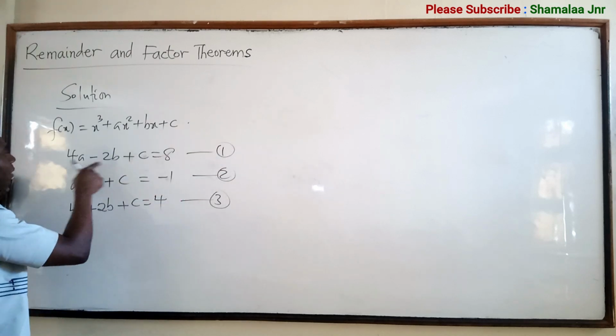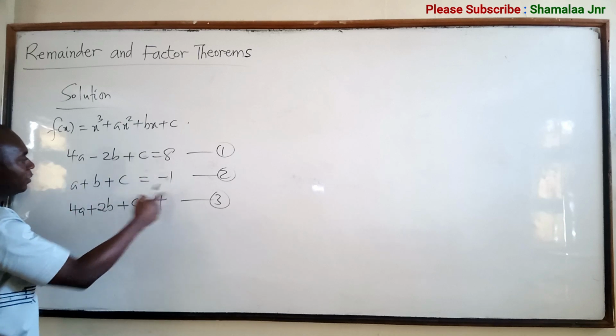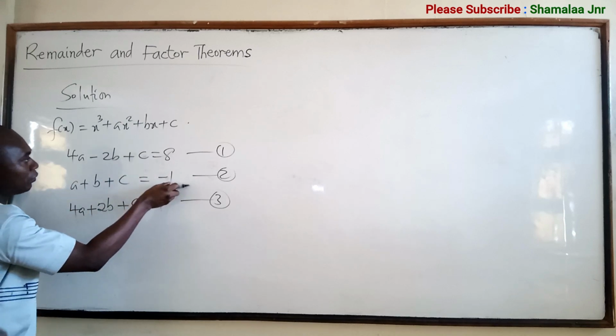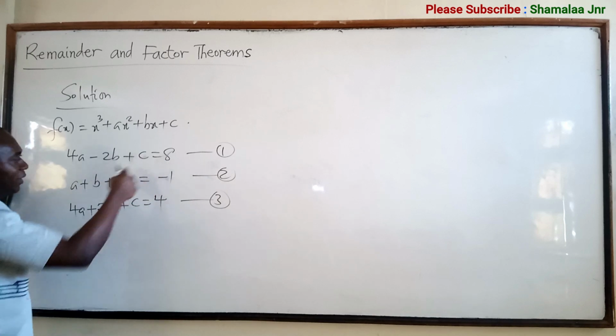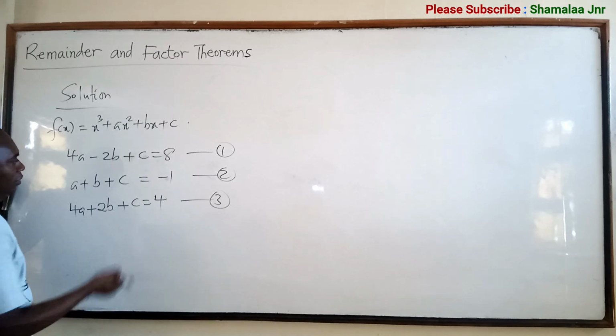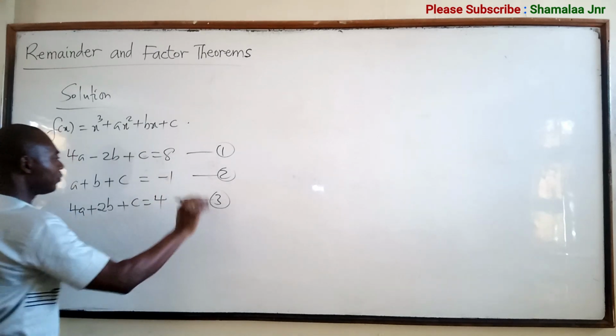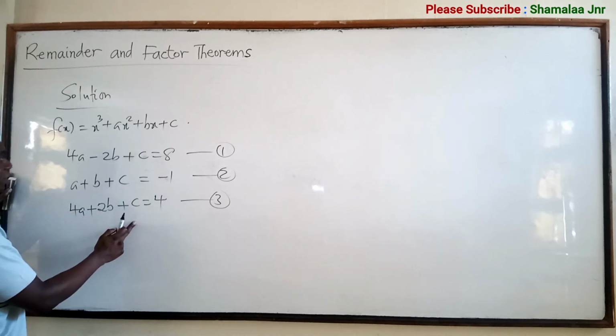Now look at it. 4a minus 2b plus c equal to 8. a plus b plus c equal to -1. If you subtract equation 2 from equation 1, you see c will cancel c. c minus c goes to 0, isn't it? And then when you finish, you can subtract equation 2 from equation 3. And when you do that, c will also go. Do you see it? So let's do it this way.